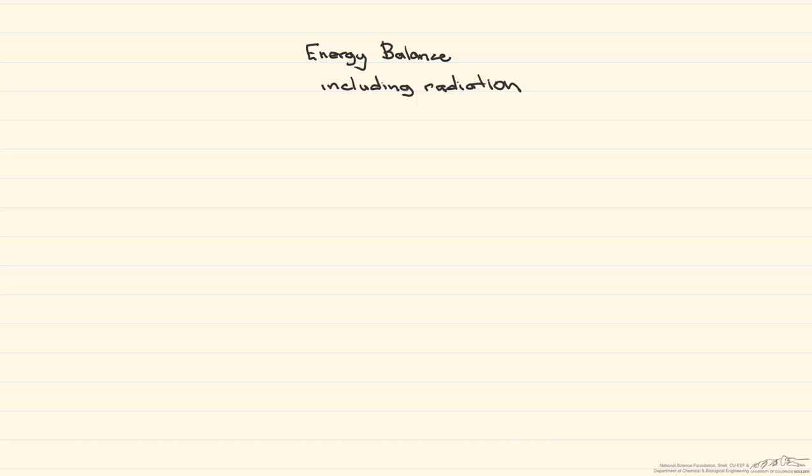Here we're going to look at an energy balance that includes radiation. So our overall energy balance is equal to the rate of energy in minus the rate of energy out plus the energy that is generated, and that's going to be equal to the rate of energy that's stored. However, here we are only going to look at steady state, one-dimensional heat transfer with no generation. So our energy balance is going to simplify to basically that E in is equal to E out.